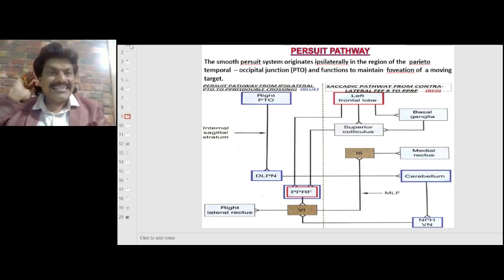So because of this double crossing, the pursuit movement is controlled on the same side of the lobe. The smooth pursuit system originates ipsilaterally in the region of the parieto-temporal occipital junction and functions to maintain foveation of a moving target, and it is from the same side, ipsilateral lobe.